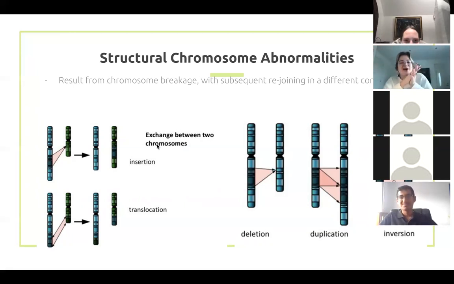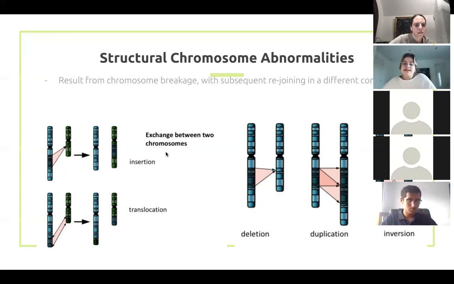Okay, so structural chromosomal abnormalities is when you have something that goes wrong in your chromosome. Most of them are quite self-explanatory. So if we look at insertion, that's when you take DNA that wasn't in one of your chromosomes and you add it to a chromosome. So if you can see, it's moved from this chromosome and it's made the second one longer.